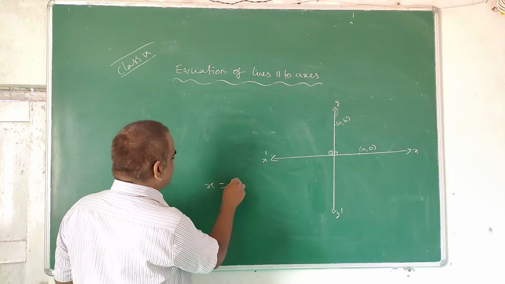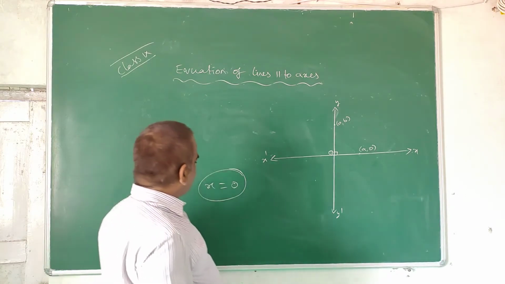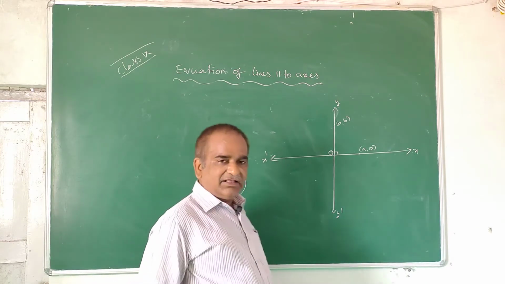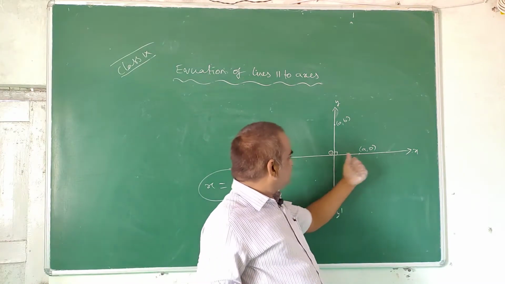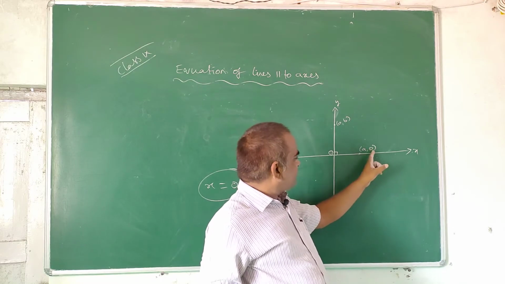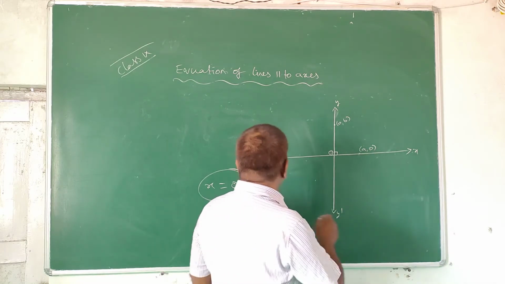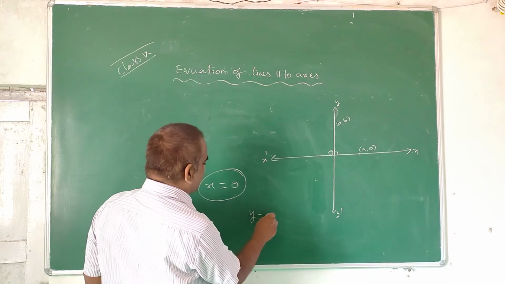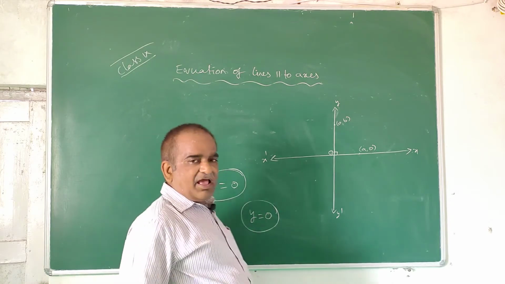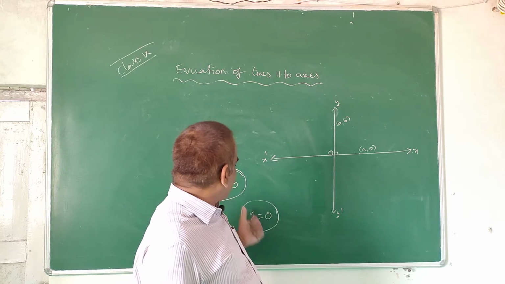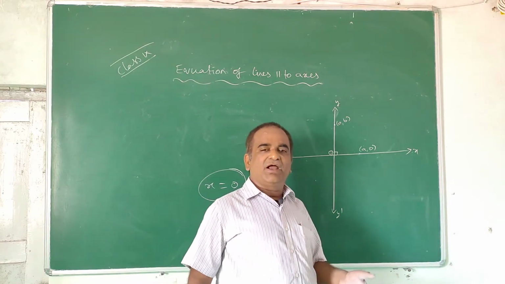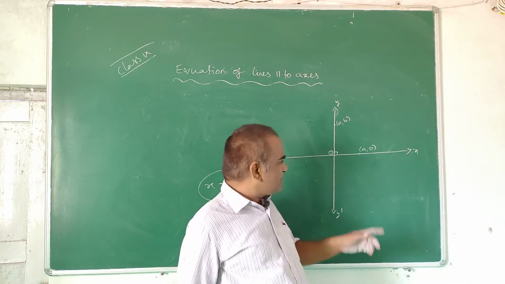So x is equal to 0 is the equation of y-axis. Are you following? Now for every point on x-axis, you can see that y is equal to 0. So y is equal to 0 is the equation of x-axis. Once again I repeat this point to avoid any kind of confusion.